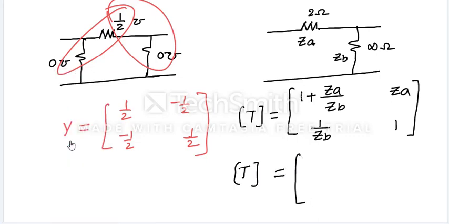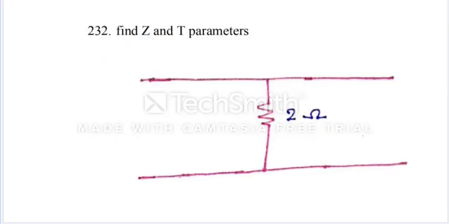T parameters now, tell me. 1 plus ZA is 2, ZB is infinity, means 1 by ZB is equal to 0, I can say. So this is 0, 1 by ZB. ZA is 2, 1 by ZB, 0, 1, isn't it? So this is 1 to 0, 1. These are the T parameters, right? Next, for this, find the Z parameters and T parameters here.